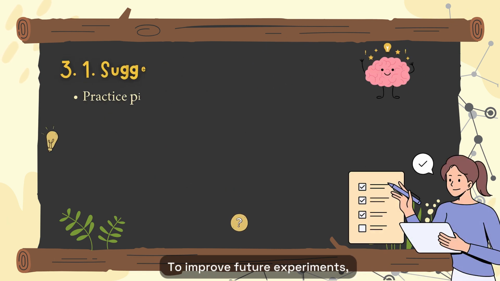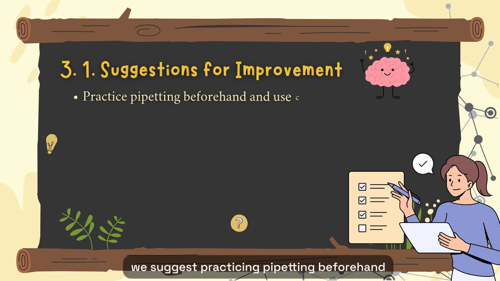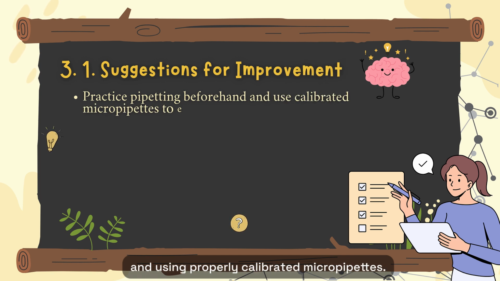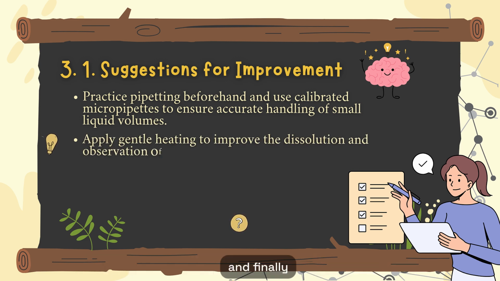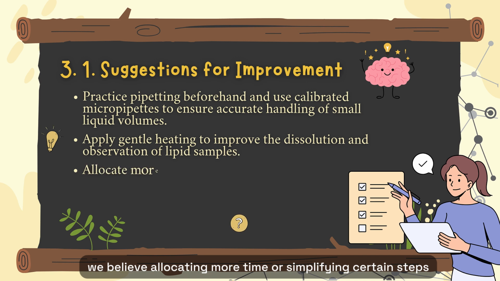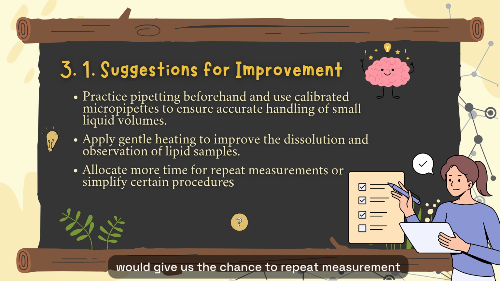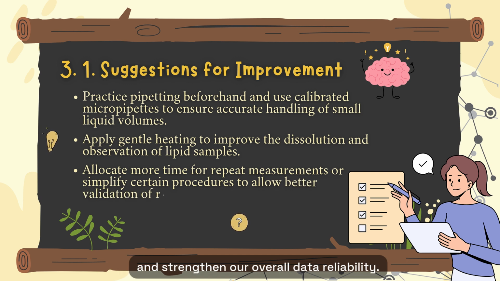To improve future experiments, we suggest practicing pipetting beforehand and using properly calibrated micropipettes. For the lipids test, applying gentle heat could help dissolve the sample better. And finally, we believe allocating more time or simplifying steps will give us the chance to repeat measurements and improve our overall data reliability.